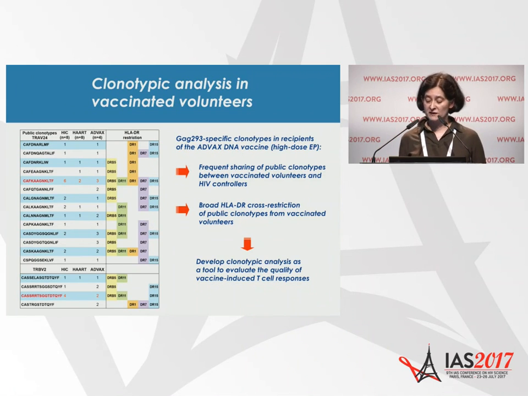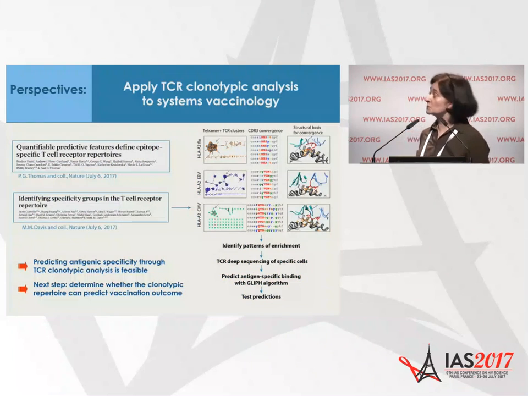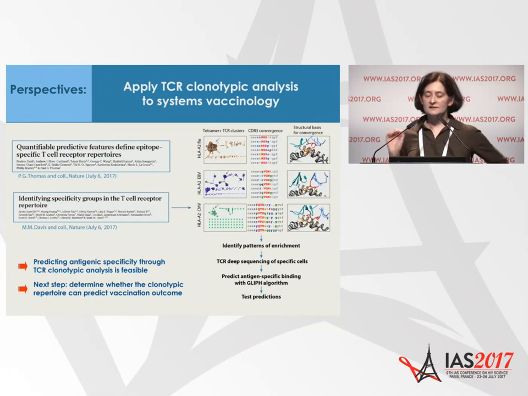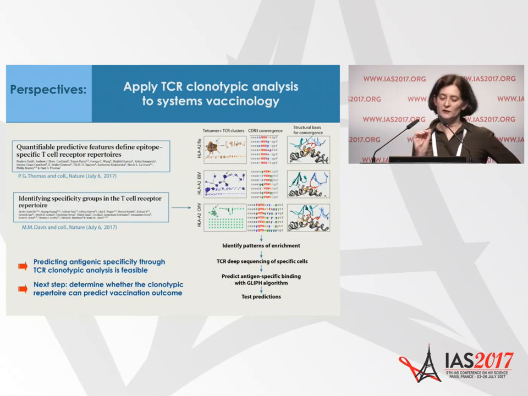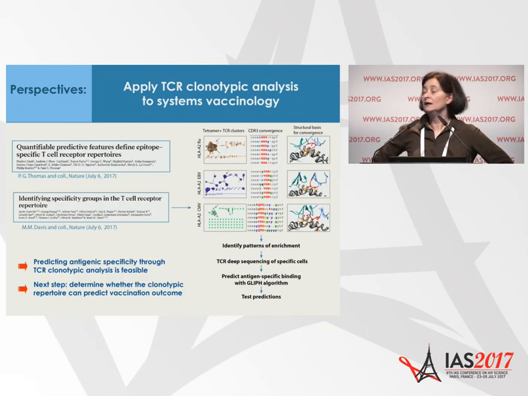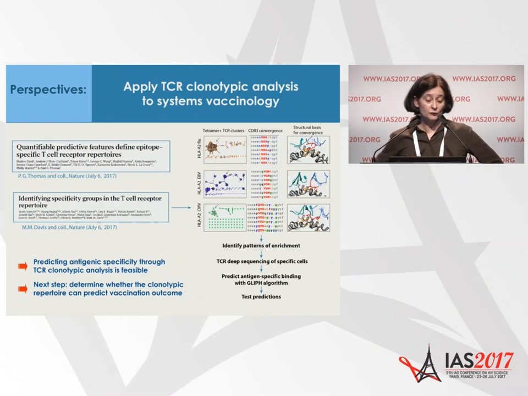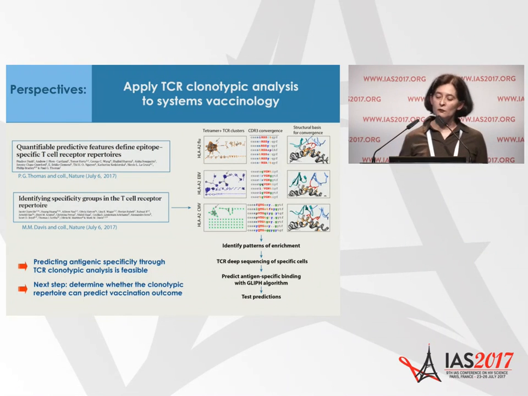the CD4 response. And I will just mention these two papers recently published in Nature by Mark Davis's group and Paul Thomas's group, saying that it becomes feasible to predict antigenic specificity by analyzing the sequences of the TCR repertoire. So now we may have a new tool that may help predict vaccination outcome by analyzing the TCR at a very early stage in HIV vaccination trials.